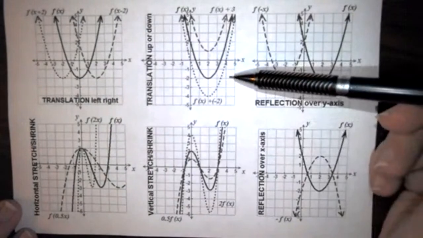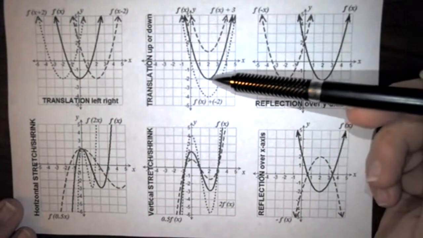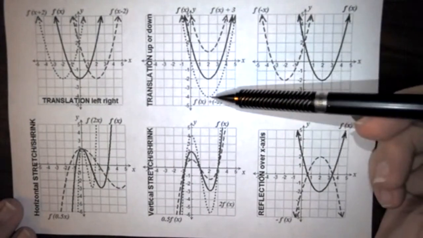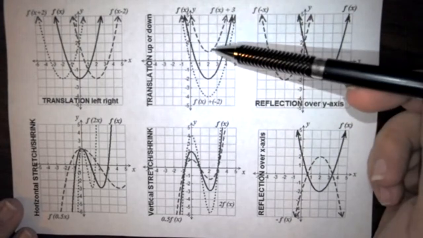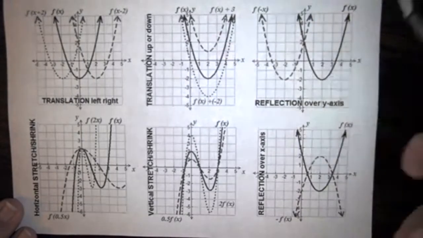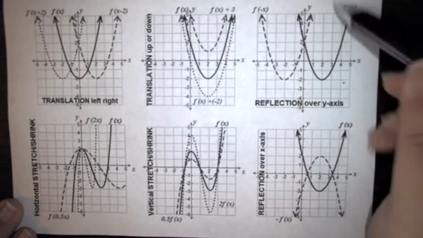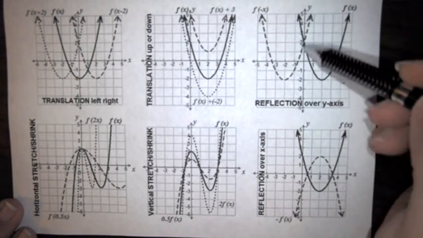This middle graph here is where we are going up or down. So again, notice the solid line is where we started from. The dotted line here is a translation down, and the dashed line is a translation up. Okay. On this third graph, we have a reflection over the y-axis. So the y-axis is right here.